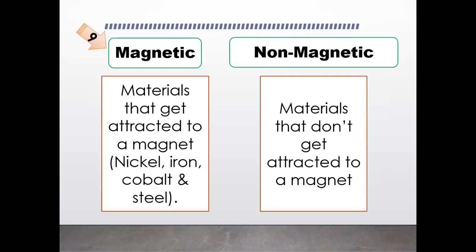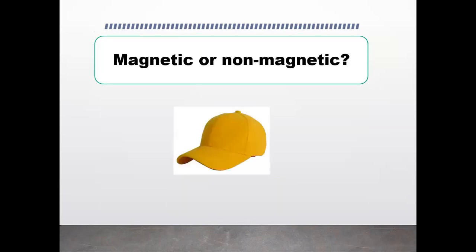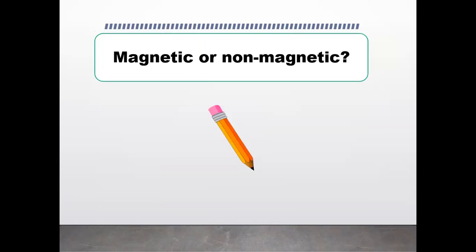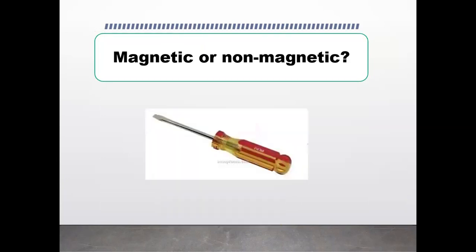Okay, here comes our example. This paper clip will be made of steel, of course, so it will be magnetic. Cap, of course, non-magnetic. Pencil, non-magnetic, it's made of wood. What about these earrings? Non-magnetic, they're made of silver, and silver is non-magnetic. What about this? Yes, it will be magnetic.